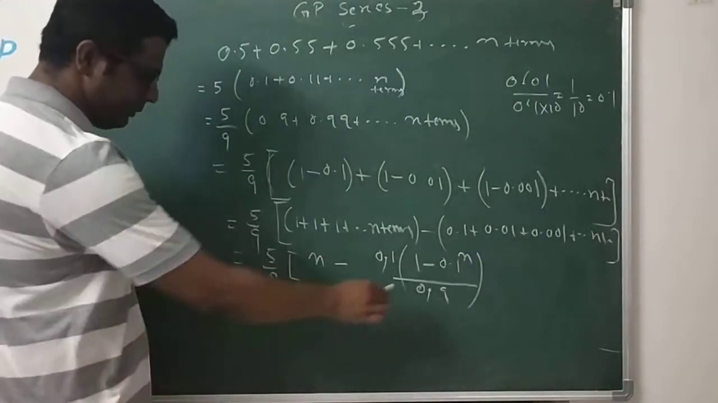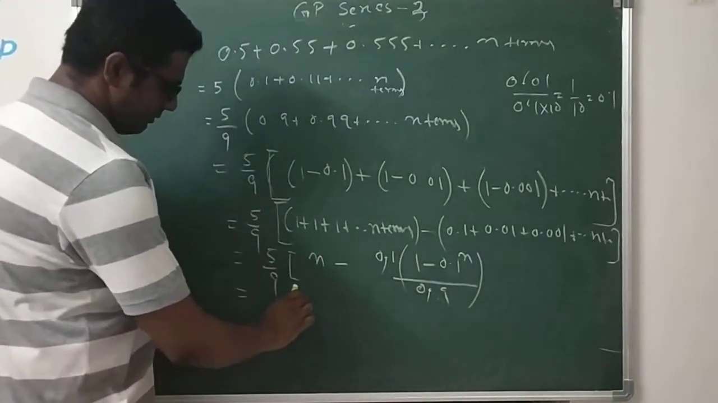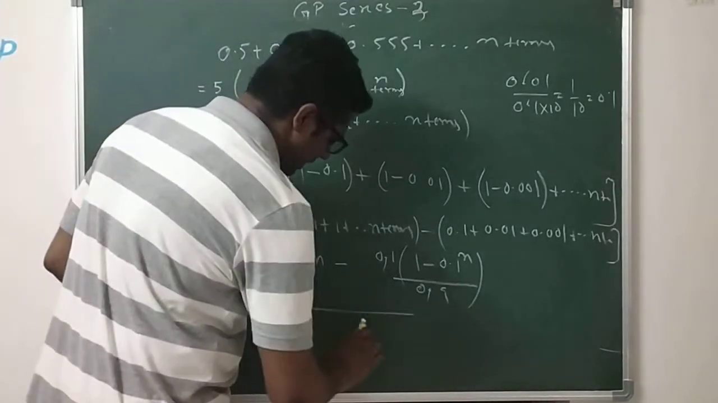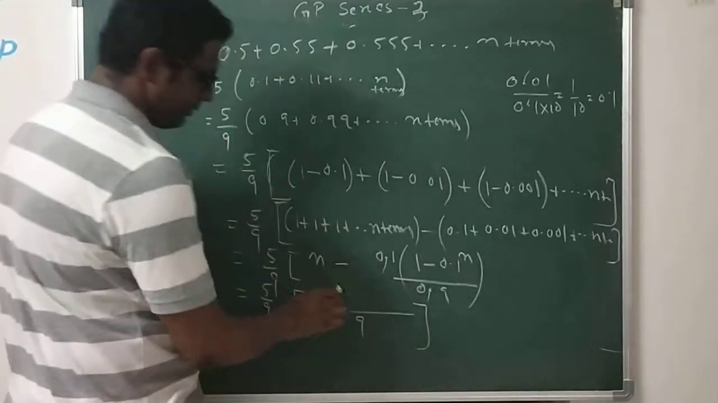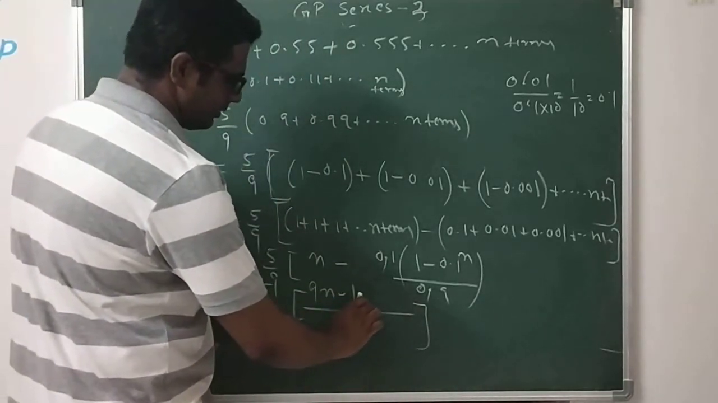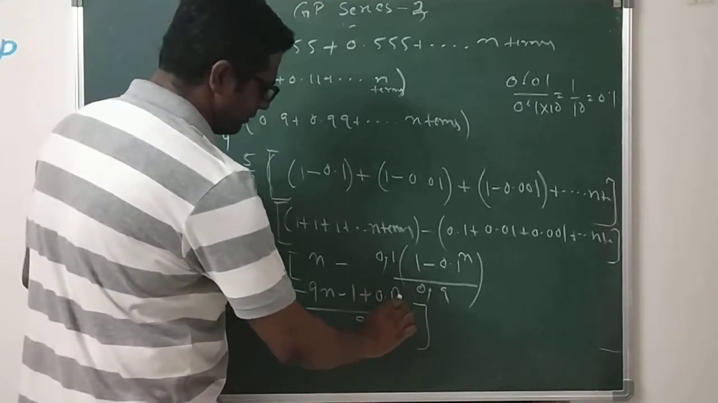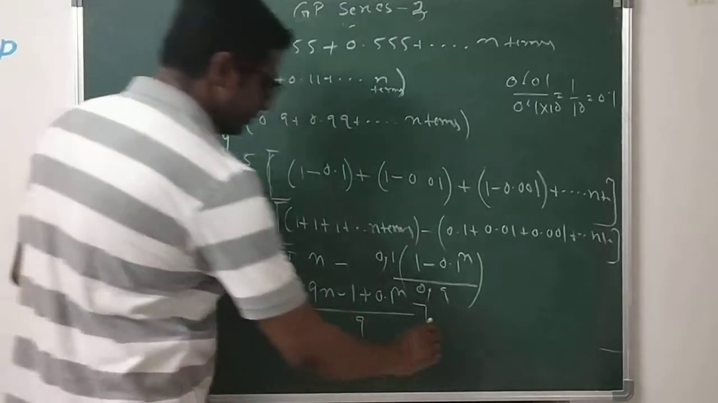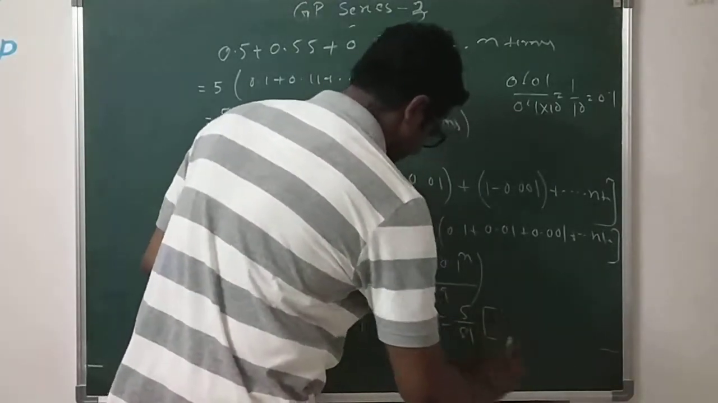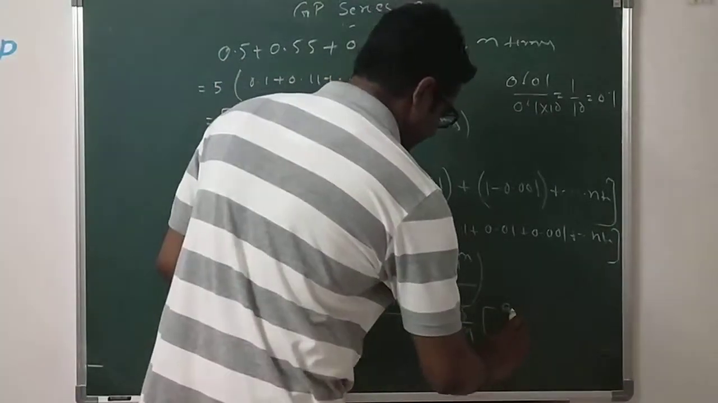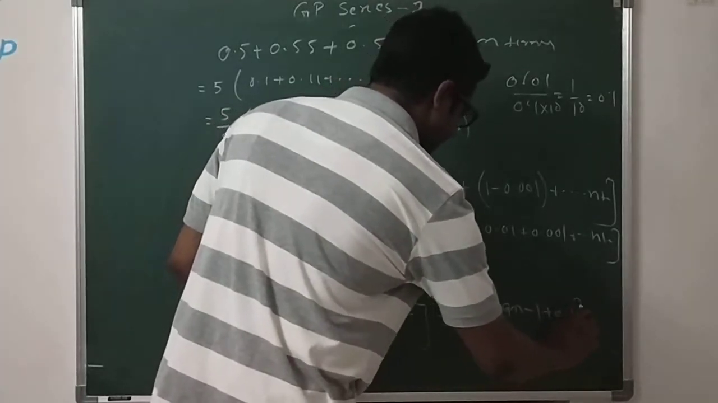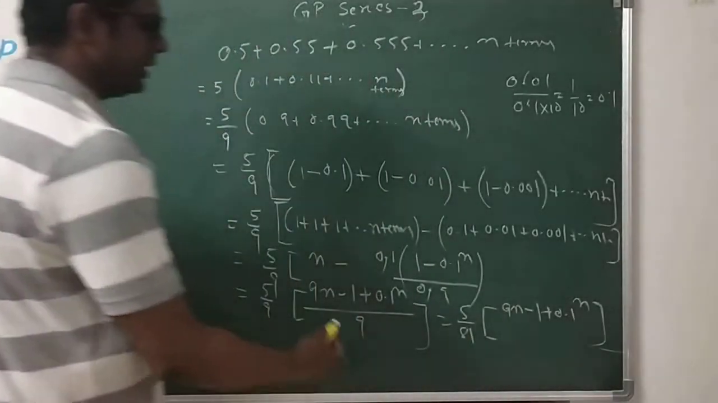So what I will do is I will bring this 9 outside. First of all I will write it 5 by 9 only. I will take LCM 9. So 9n minus 1 plus 0.1 to the power n. So it will be 5 by 81 times (9n minus 1 plus 0.1 to the power n). So this is the answer.